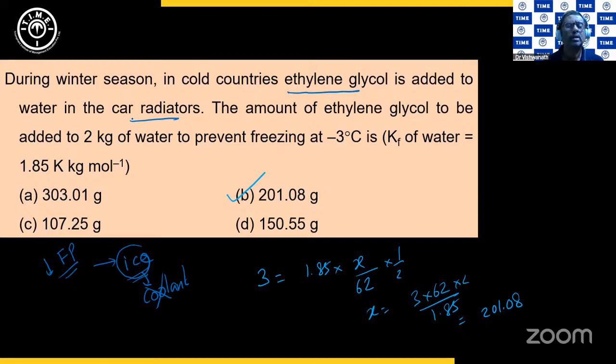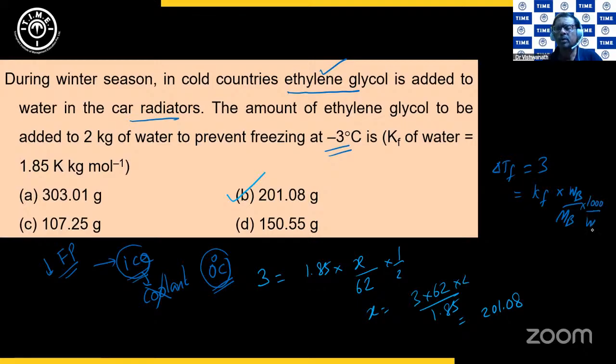So for a car radiator to have water as water, right? That is a solution, aqueous solution, despite the temperatures going below 0 degrees Celsius, right? You need a substance like ethylene glycol, which can bring down the freezing point. And the freezing point is brought down to what? -3 degrees. So delta TF is 3. And that is equal to KF into m. Molality is what? WB by MB, right? Into 1000 divided by WA. How much is WA? It is 2 kg.